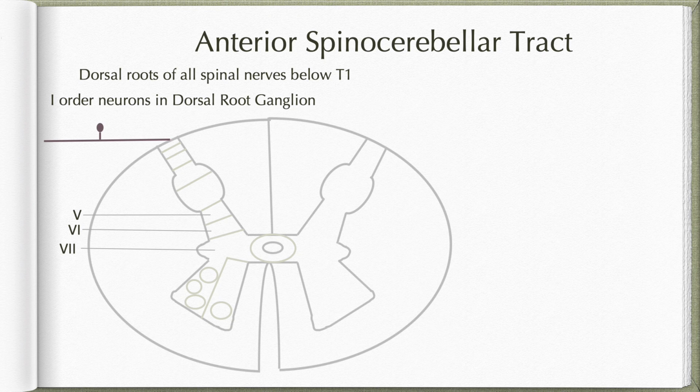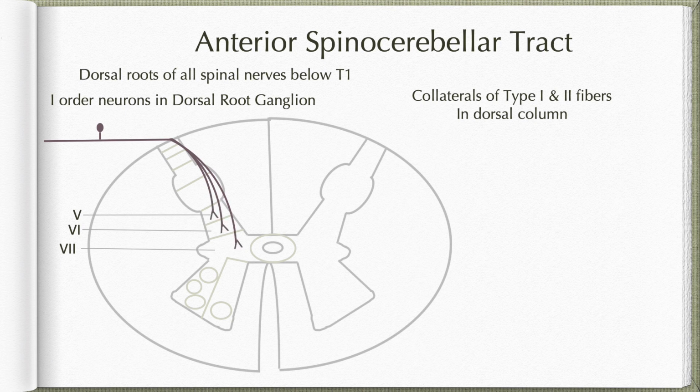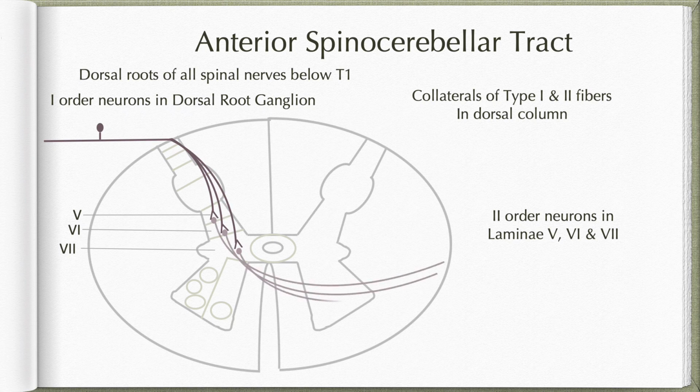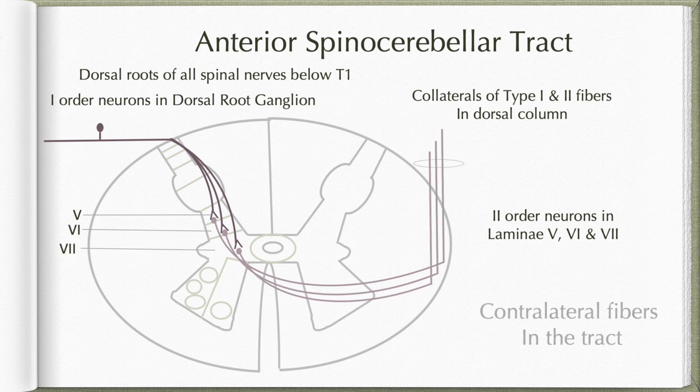They reach the spinal cord through the medial stream, and they are present in all the spinal nerves below the level of T1. Once they reach the dorsal column, they send their collaterals to the neurons present in lamina 5, 6 and 7. These neurons form the second order neurons. Now, axons of these neurons cross to the opposite side, reach the lateral funiculus and ascend as anterior spinocerebellar tract. So, anterior spinocerebellar tract is made up of contralateral fibers.